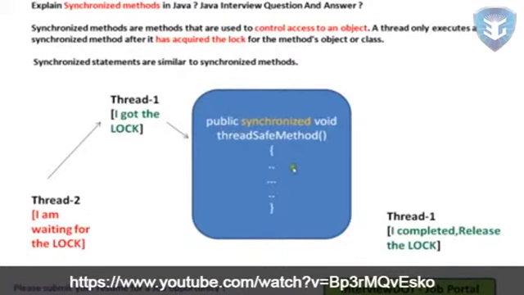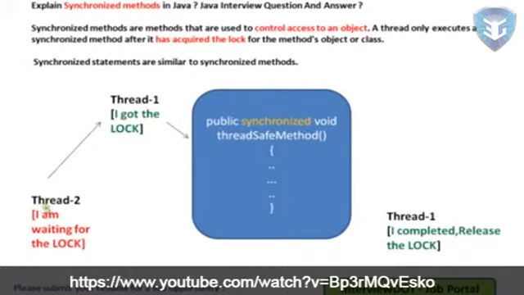So thread 1 entered, and it does the atomic operation. That means the 10 lines of code have been executed properly. Then once thread 1 is done, it releases the lock. It says I completed and I'm going to release the lock. That means any other thread can use the same lock and start executing the same code. So these 10 lines of code become an atomic operation.